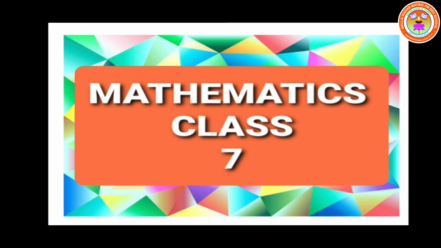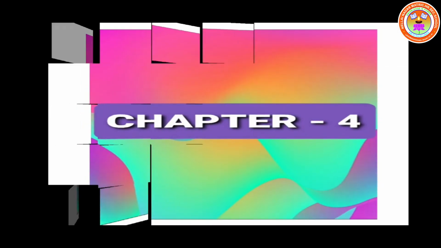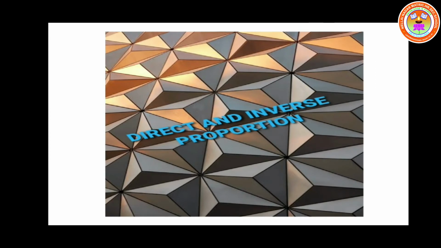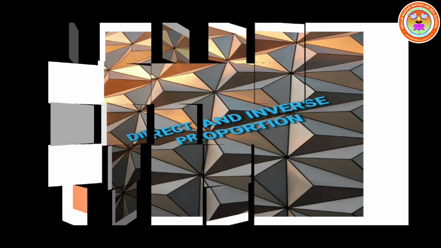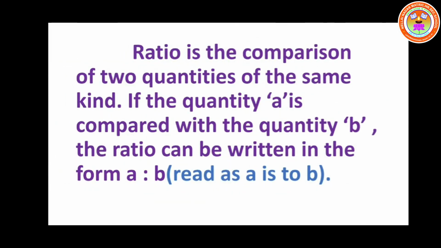Okay, shall we move on to the chapter now? Yes, chapter 4, direct and inverse proportion. That is your topic. First we are going to learn what is ratio. Already in your 6th standard class you could have learned about ratio and proportion, so today we are going to recap that. Okay, ratio. Let us move on to ratio.